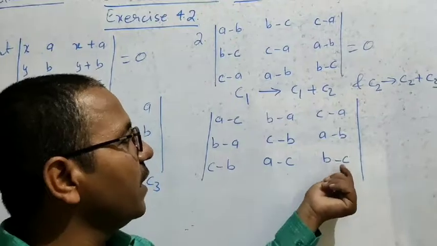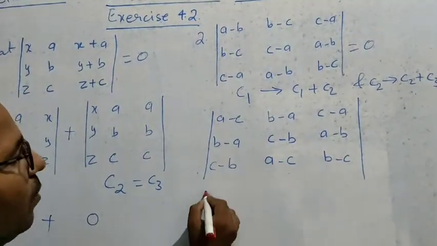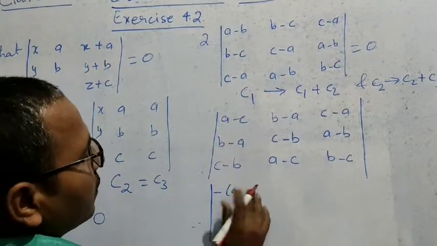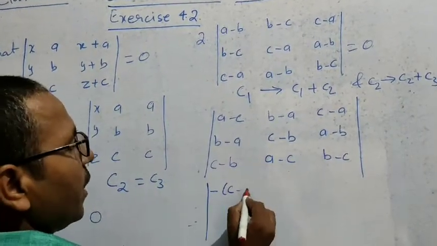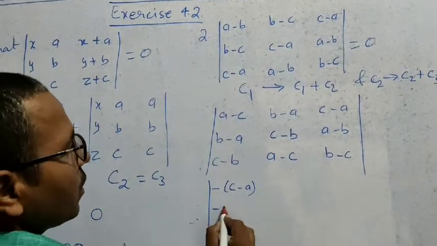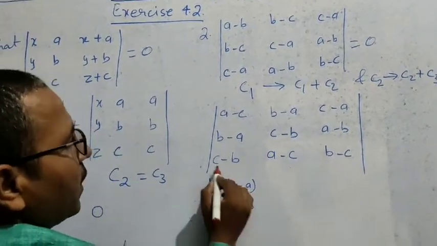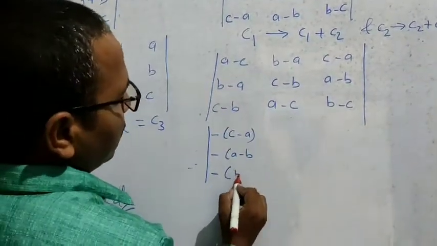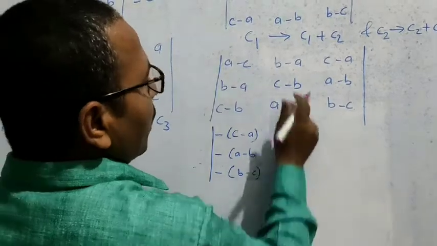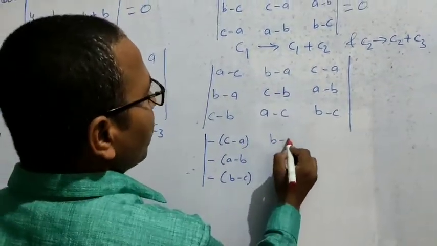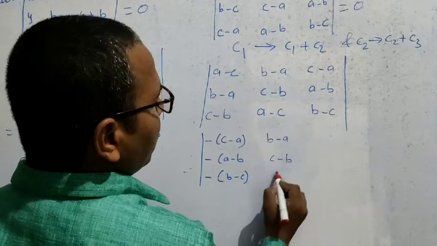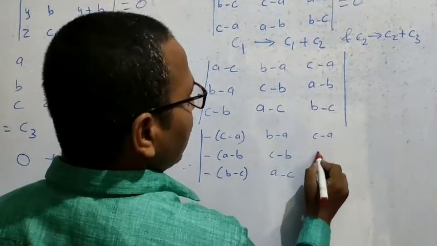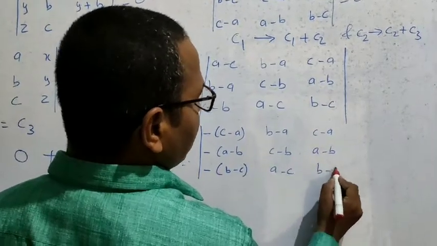So we are getting the same thing here also. Take the negative sign common, minus 1, so what we will get is c minus a. In the same way, take the negative sign common, you will get a minus b. Take the negative sign common from here, so you will get b minus c. Write down this one as it is, that is b minus a, c minus b and a minus c. This one as it is, c minus a, minus b and b minus c.